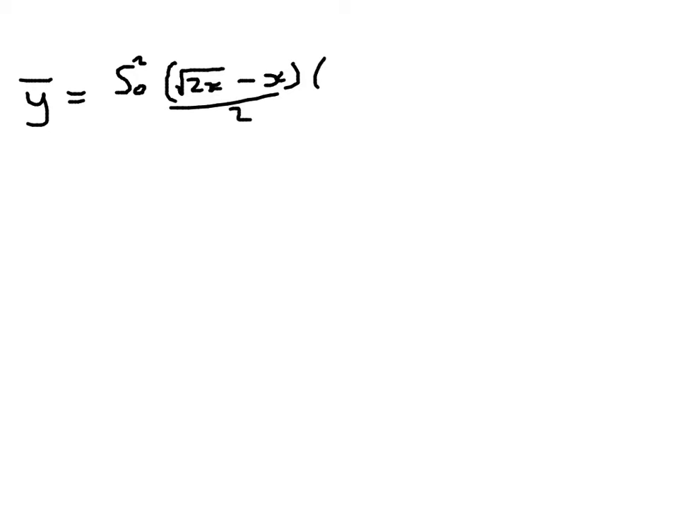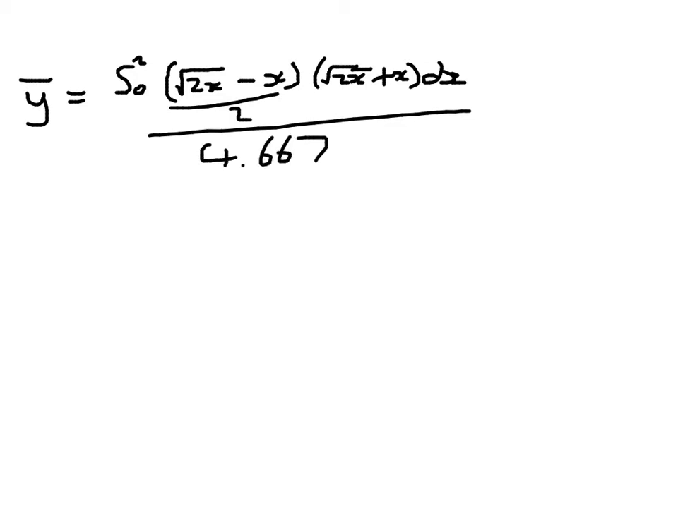Looking at the y-bar coordinate, that's going to be the integral between 2 and 0, because we're moving in the x direction. In the x direction it goes from 0 to 2 metres. Y tilde was root 2x minus x all over 2, times dA, which was root 2x plus x dx, all over 4.667, which we calculated previously.